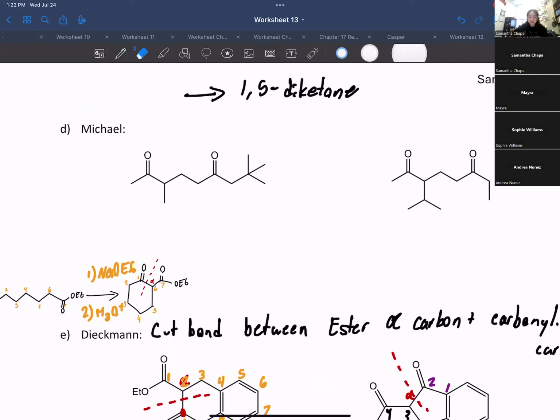So if they ever give you a synthesis like this, you can just identify what your product looks like, and then you'll be able to see, oh, this is the type of reaction that I'm probably going to have to do because I know that this reaction will result in this. And then remember for your Michaels, you need an enolate plus an alpha, beta unsaturated compound.